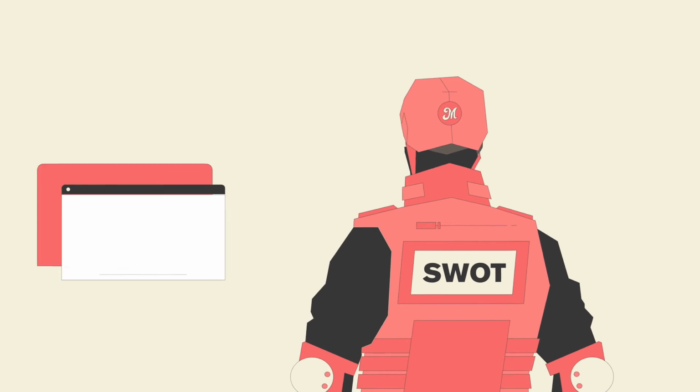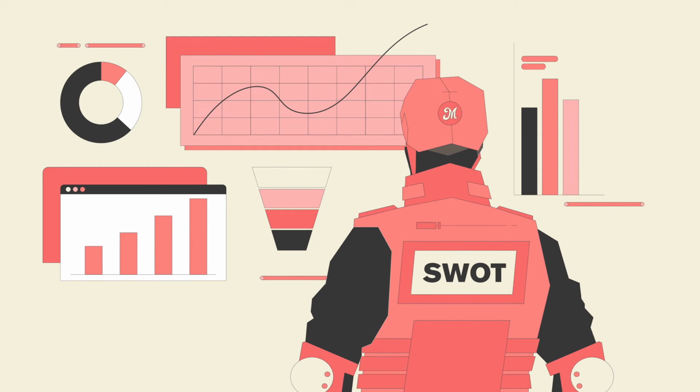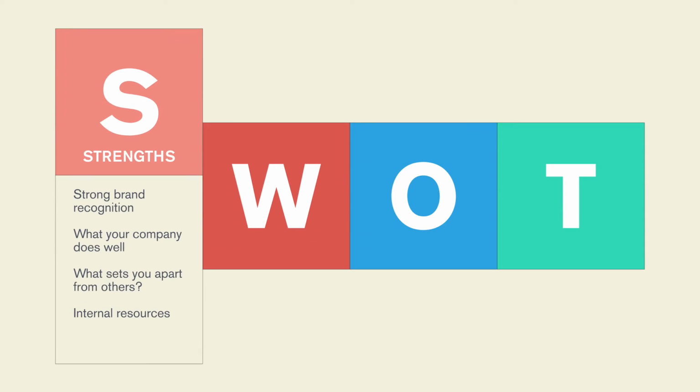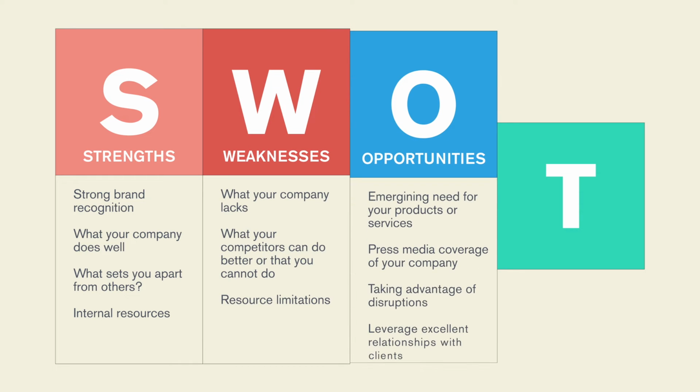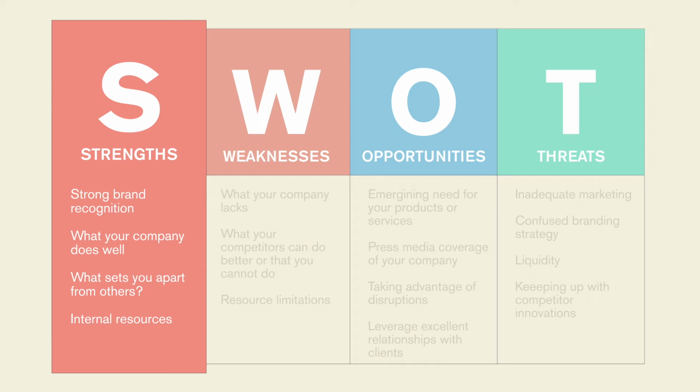A SWOT analysis is a strategic planning technique used to identify and evaluate the internal and external factors that impact an organization. These factors include a company's strengths, weaknesses, opportunities, and threats, to be more acronym specific. Number 1, strengths. This initial element boils down to a simple question: what does your company do well?